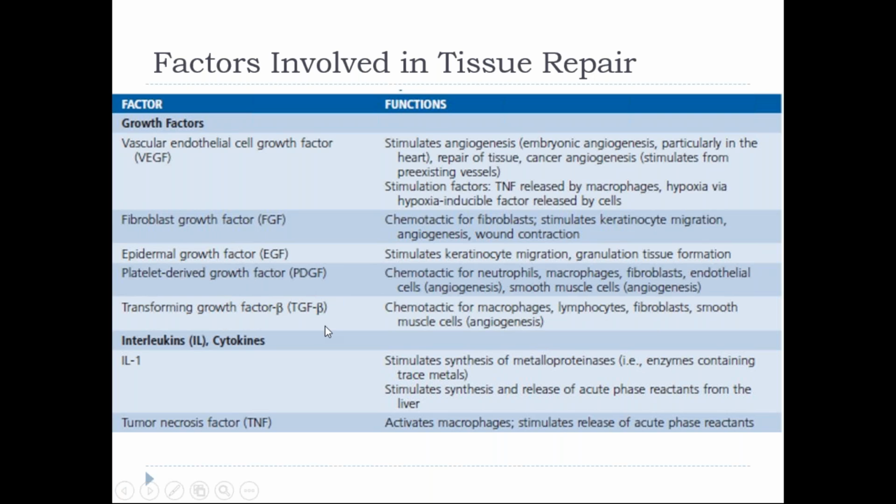Transforming growth factor beta is again chemotactic for macrophages, lymphocytes, fibroblasts, and smooth muscle cells. And interleukins like interleukin 1 stimulate synthesis of metalloproteinases, enzymes containing trace metals, and stimulate synthesis and release of acute phase reactants from the liver. Tumor necrosis factor activates macrophages and stimulates release of acute phase reactants. These are the various growth factors and interleukins involved in tissue repair.